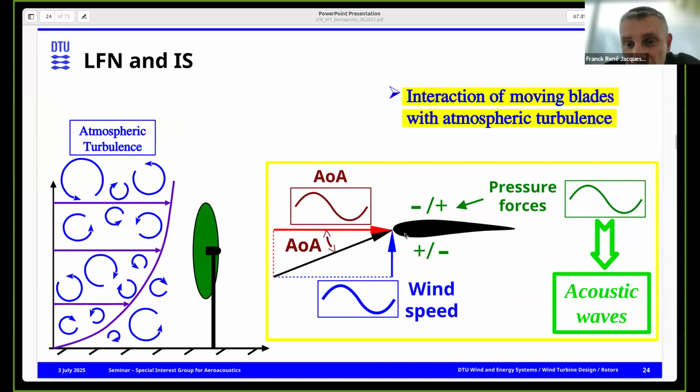If you have an airfoil, you create lift, okay, and lift is pressure. And this lift is proportional to the relative wind speed, here in black, as well as the angle of attack. But if you have atmosphere, you have a varying wind speed, so you will have a varying angle of attack, and for aerodynamicists, it's obviously creating some change of lift. When you have a change of lift, it's a pressure exerted on the airfoil, and if you have a change of pressure, then you have an acoustic wave. It depends again at which frequency, but that's the basic principle, and it's really what creates low frequency noise.